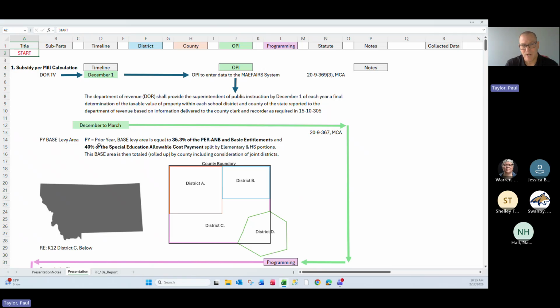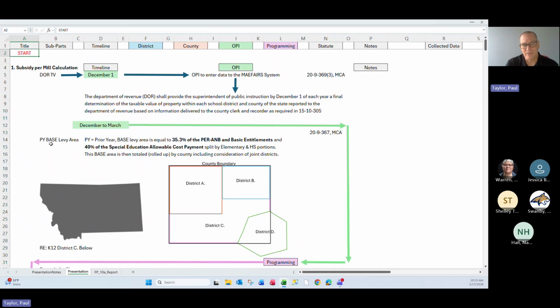We say prior year base levy area is equal to 35.3% of the per-ANB and basic entitlements, or the basic entitlements, and 40% of the special ed allowable cost payment. And we have to take those pieces and make sure that they're split for elementary and high school portions. Okay, now there's a lot in that, so let's talk about it just for a few seconds.